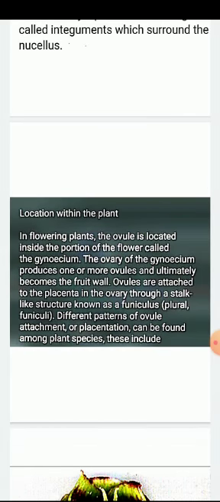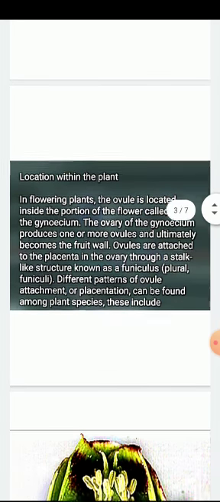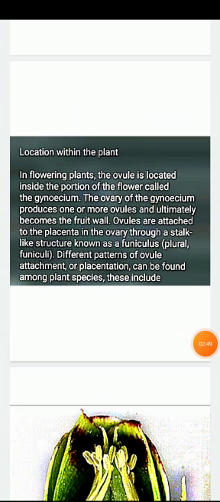Now we will talk about the location within the plant. In flowering plants or angiosperms, the ovule is located inside the portion of the flower called the gynoecium. The ovary of the gynoecium produces one or more ovules and ultimately becomes the fruit wall. Ovules are attached to the placenta in the ovary through a stalk-like structure known as a funiculus.